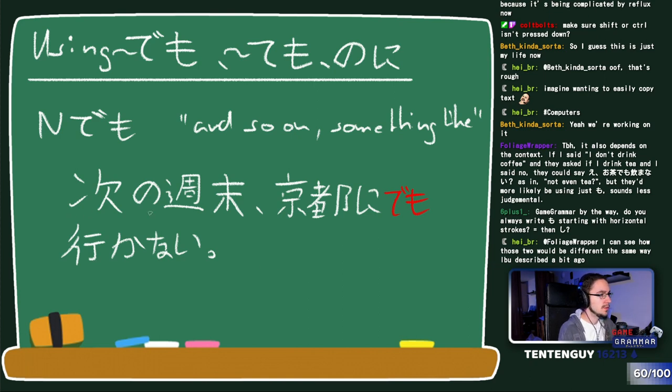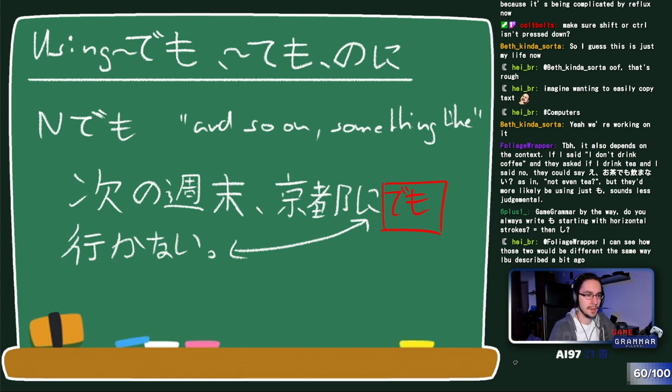Let's move on. 次の週末. So this is next weekend. 京都にでも. So here you can just see how we have ni used with iku, right? Ni iku, to go somewhere. But then we add demo to have this sort of suggestion thing, right? Like how about, why don't we go to Kyoto or something, right? Why don't we go to Kyoto? How about we go to Kyoto? It's very often like, how about you just make a suggestion, right? Just trying to put a suggestion out there. It's kind of how you would use that kind of demo. All right.